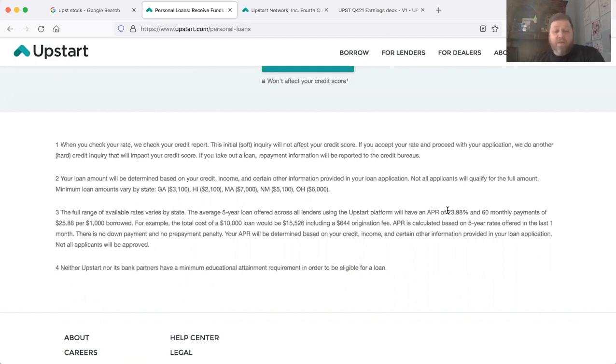So as we read further here, for example, the total cost of a $10,000 loan when all is said and done after the term would be $15,526. So to pay off that $10,000 in debt, you're actually paying $15,526, which also includes an origination fee of $644. Now, one thing I will say is there's no prepayment penalty and no down payment, which, why would there be in the first place? I guess that's a hard money loan essentially, so that seems absurd. But there's no prepayment penalty, which is good because really I hope you're not paying all this interest anyways, and you should try to pay it off.